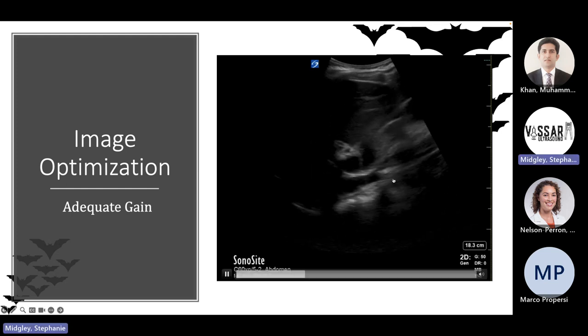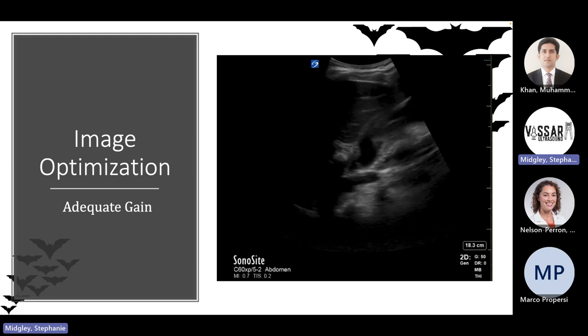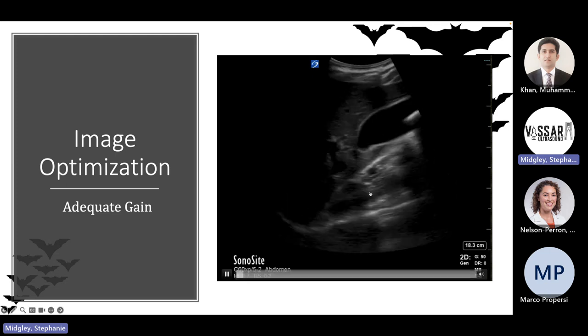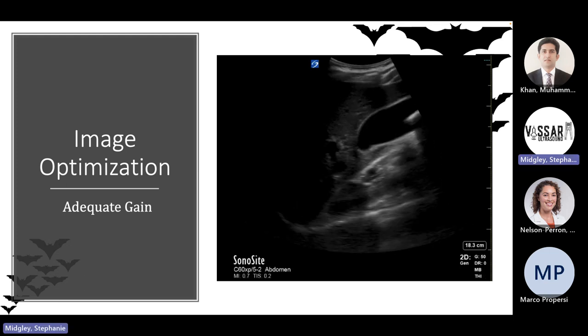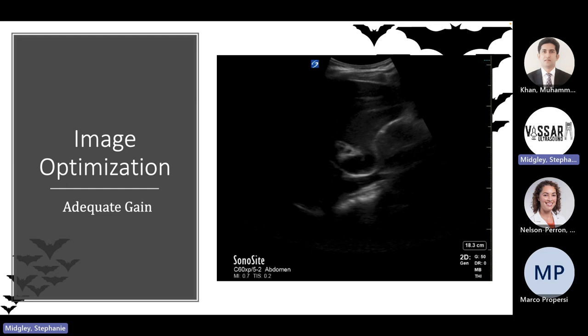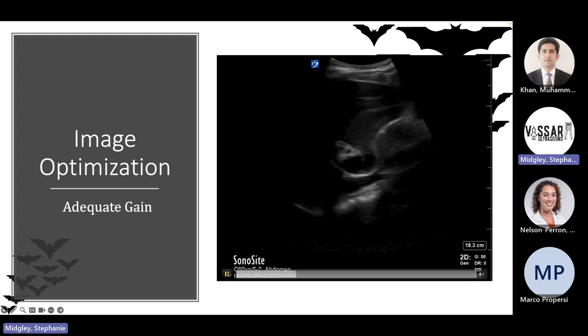This gain is really, really super dark. And so if you're under gained, you're going to miss stuff. And I'm going to tell you that there is a stone hiding in the gallbladder neck. And if the gain was more appropriate, you would have seen this very easily. Let's see if I can find the spot.